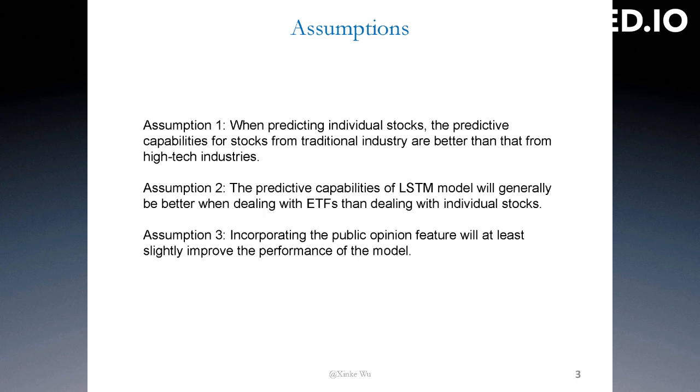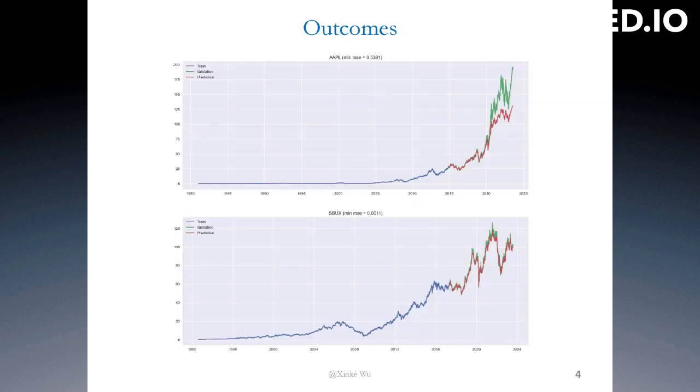Okay, to validate these three assumptions, I have three pairs of comparisons. The first comparison is between the predictions for Apple and for Starbucks. You can see that this model predicts Starbucks quite well, and the minimum MSE is only about 0.0011, but when it comes to Apple, the minimum MSE is over 0.5.